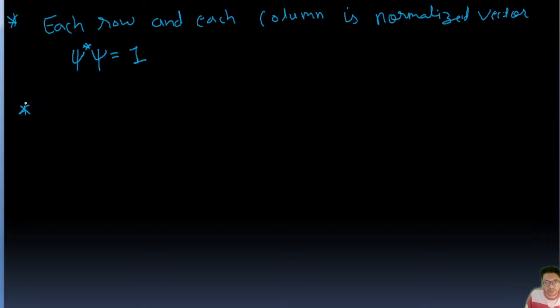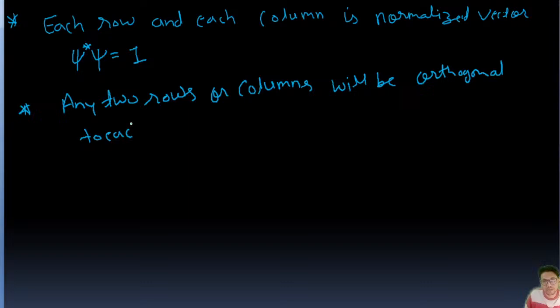Okay, next, any two rows or columns will be orthogonal to each other. Very important. Any two rows or any two columns will be orthogonal to each other. Okay, this is also a very important property. Now I will explain these two properties by example.